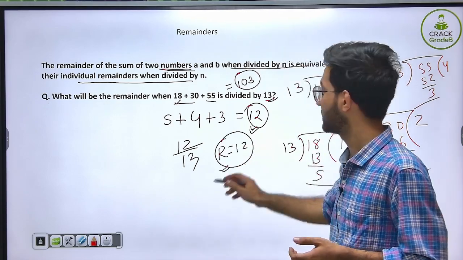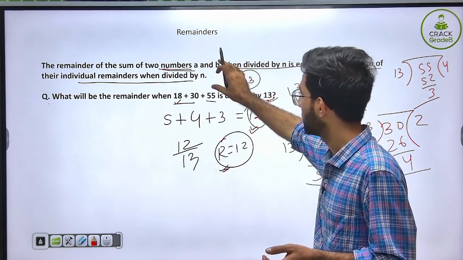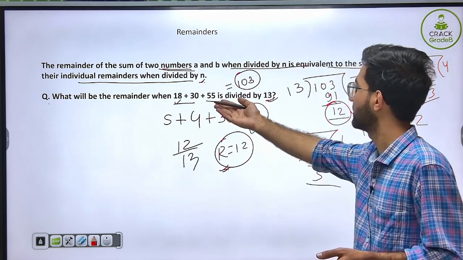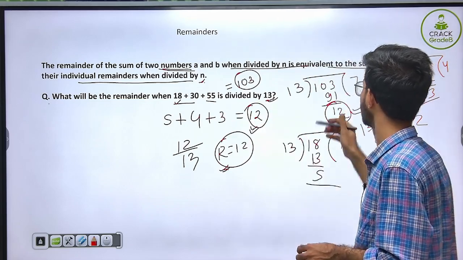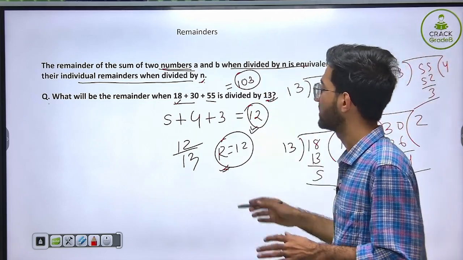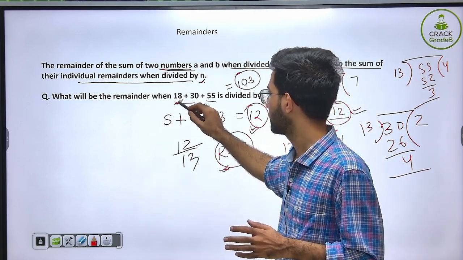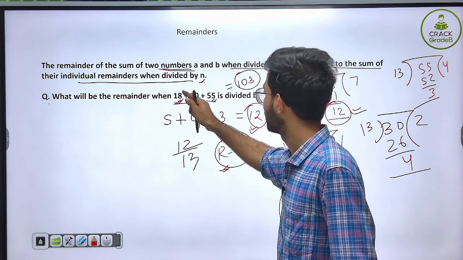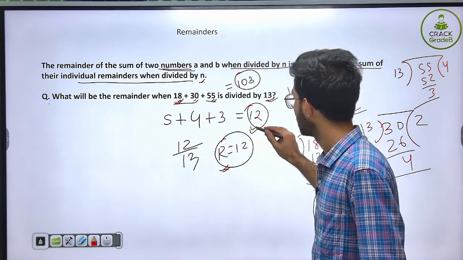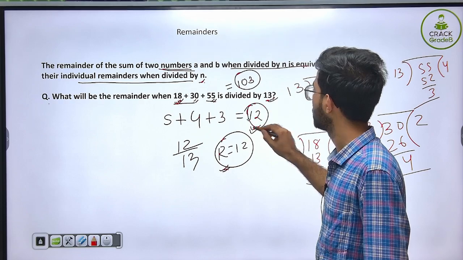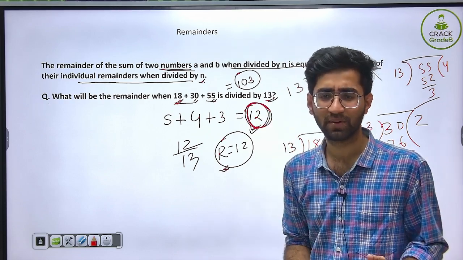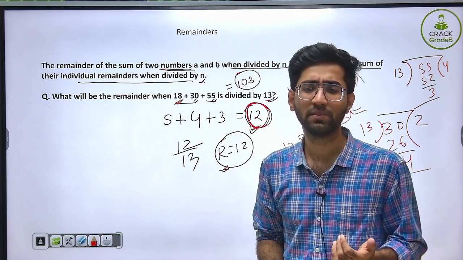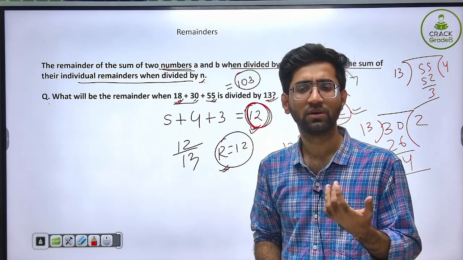Now tell me, we are able to apply this theory to solve this question, right? Obviously the numbers are relatively small, that's why you can directly add and answer. But you have to learn one approach: when the numbers are given in some kind of addition, you can find individual remainders and add them. Then 12 is a very small number, right? Now you can directly think that if 12 is divided by 13, what will be the remainder? The remainder will be equal to 12, right?